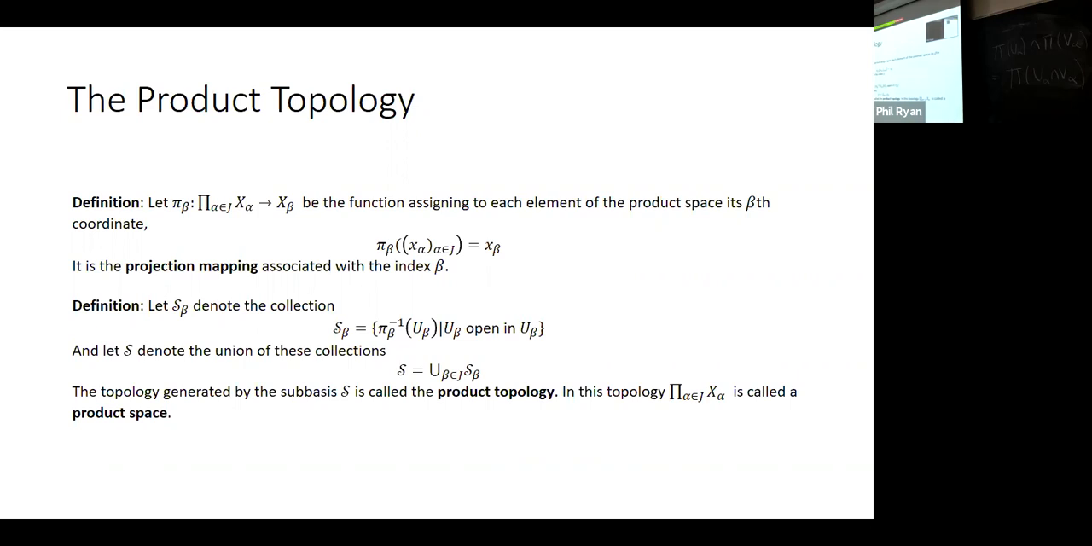And then let S denote the union of all those particular collections. And we're going to let this be the subbasis for our product topology. We call it the product topology. And in this topology, the Cartesian product is called the product space. So this S sub beta, in the second half of its definition, is all open sets in a fixed X sub beta. So that's just in the beta spot.